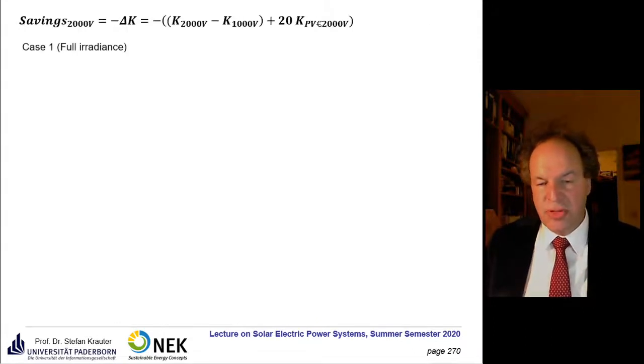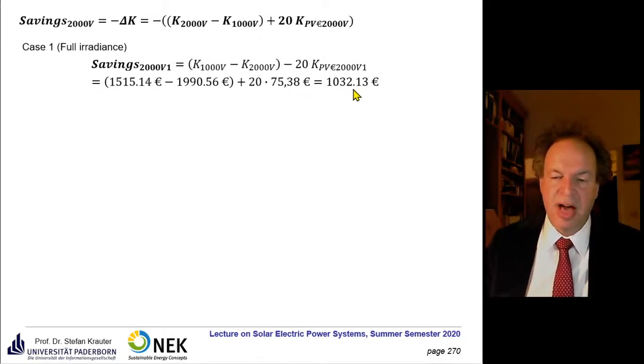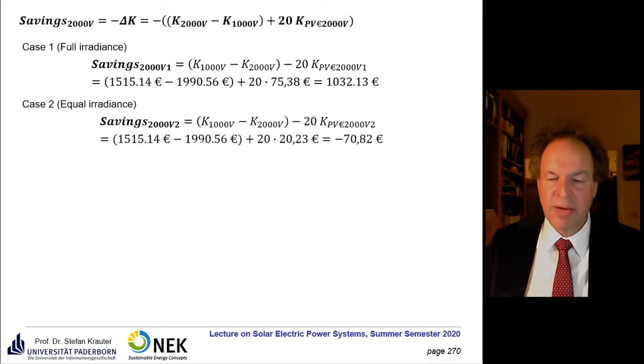Last but not least, 2000 volts. Let's take a look at the savings. They are biggest here. This is 1032.13 euros. We spend more in cables, but we save also more. And for equal irradiance, the savings is also negative, so we don't save anything. And we put that as a result.